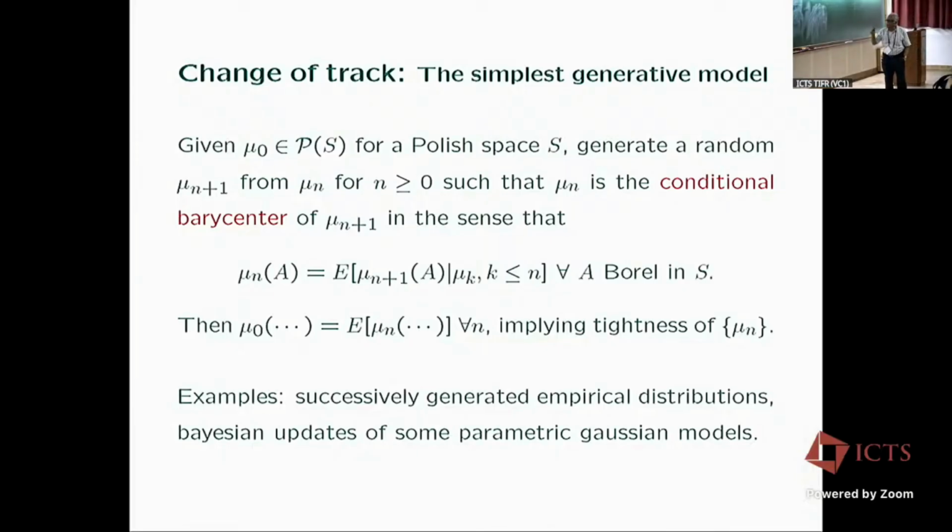So technicalities are not hard here. The most common example, the original generative model, was actually the empirical distribution. You start with some distribution, generate a lot of samples according to it, take the empirical distribution of that, generate a lot of samples according to that empirical distribution, and keep repeating. There is also a Bayesian update scheme for parametric Gaussian models, which one of my friends at IIT Madras is working on. That also has this property.